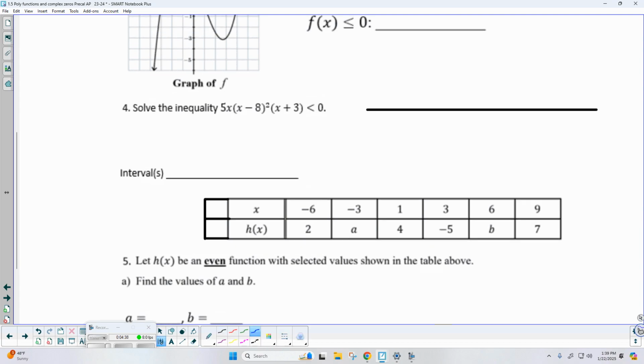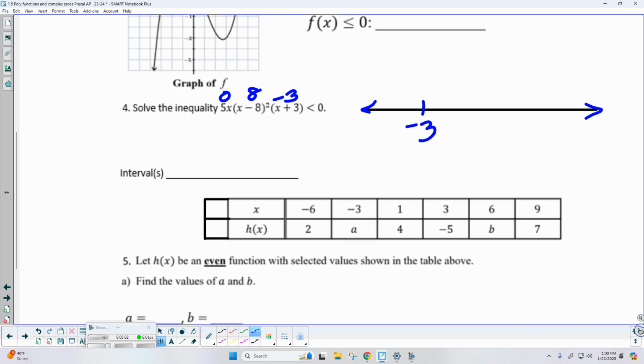Okay, so for this one, solve the inequality: 5x(x − 8)²(x + 3). So this is a polynomial inequality, and we're going to use a sign chart. It's already factored, so if I set each of these three equal to 0, I've got 0, 8, and −3. These are the values I'm going to place on my sign chart.